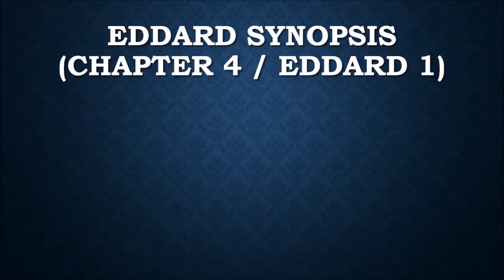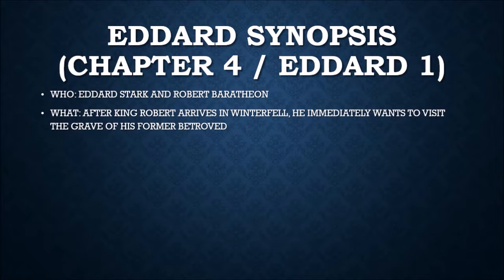Alright, so jumping into the Eddard synopsis. In my synopses, if you're new here, I like to give you the who, what, when, where, and why, and then also talk about some of the major plot points in the chapter. So the who in this chapter is Eddard Stark and Robert Baratheon. And the what is after King Robert arrives in Winterfell, he immediately wants to visit the grave of his former betrothed, Lyanna Stark. When? I'm guessing that it's the mid-morning or day.